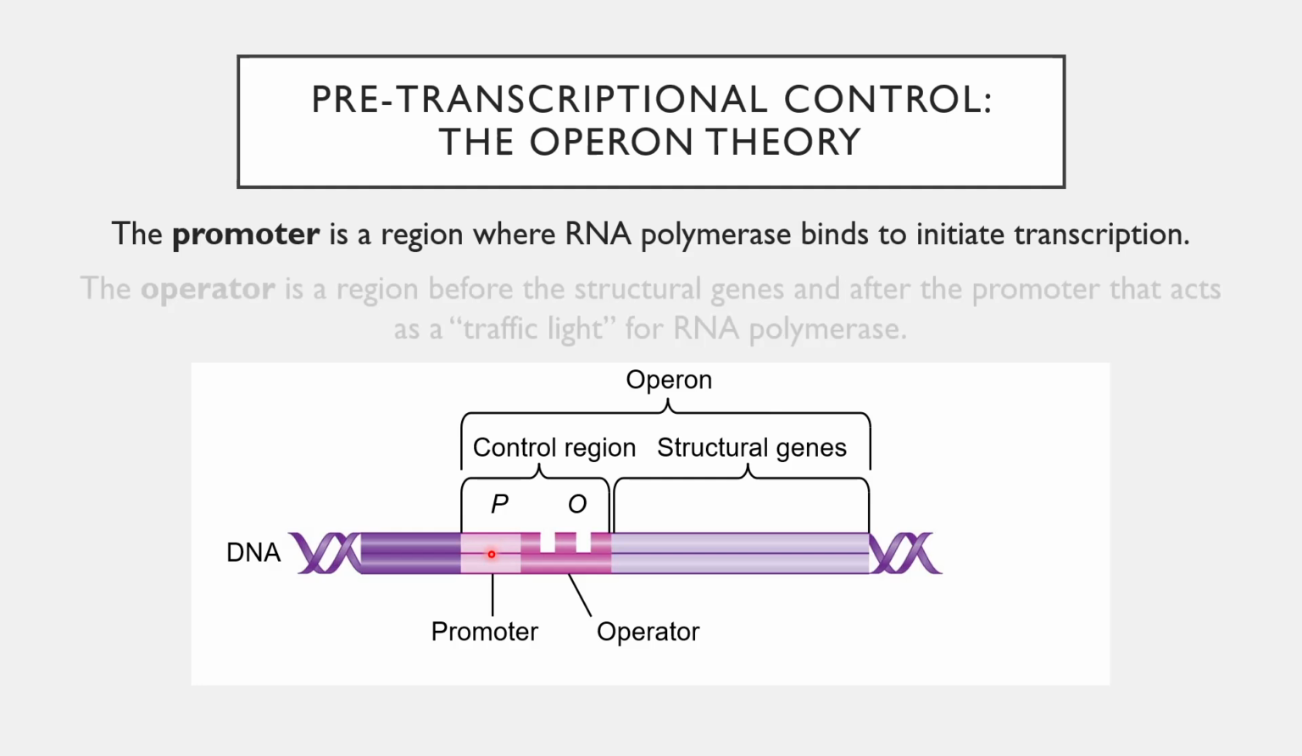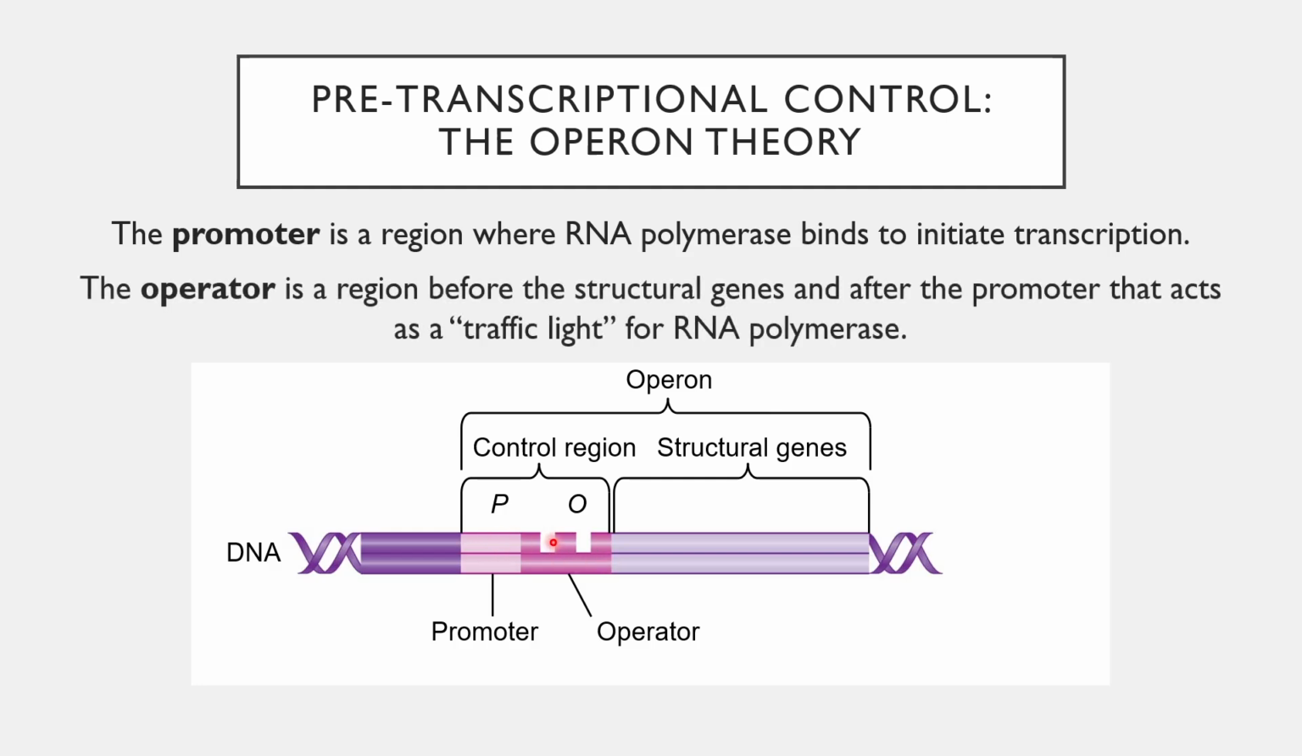The operator comes after the promoter. It is sandwiched in between the promoter and the stuff that needs to be copied. And we can kind of think of the operator as the traffic light for RNA polymerase. So the operator is going to control whether or not RNA polymerase is going to stop here or go all the way through to copy the structural genes.